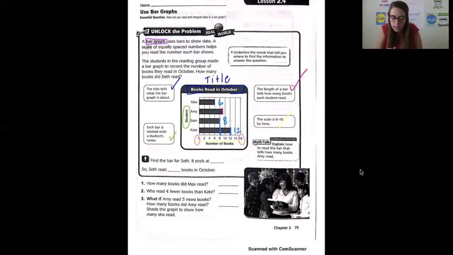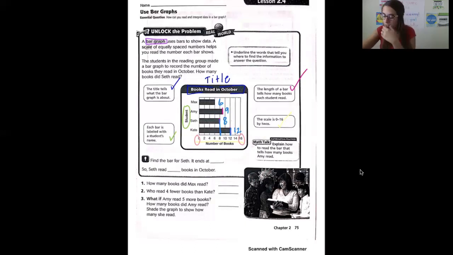Now let's look at Amy. Amy's is halfway in between. Since the bar ends halfway between 8 and 10, what number is between 8 and 10? If you said 9, you are correct. So Amy read 9 books.